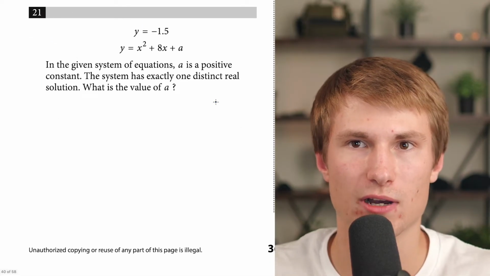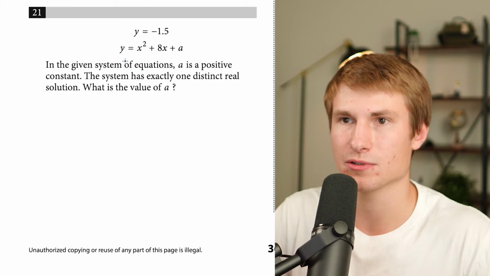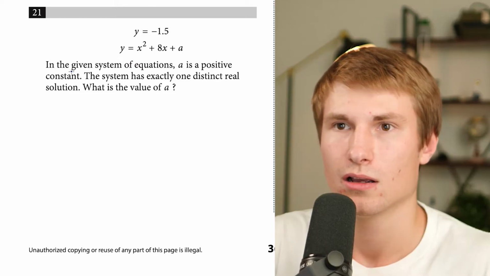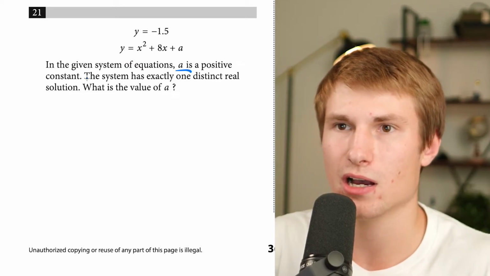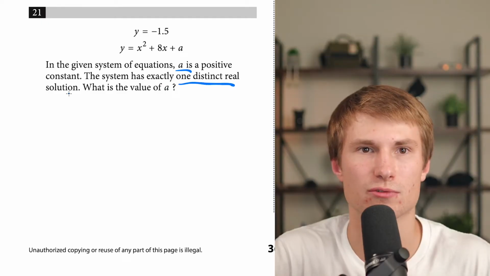We've got y equals negative 1.5, and then we've got y equals x squared plus 8x plus a. In the given system of equations, a is a positive constant. The system has exactly one distinct real solution. What's the value of a?